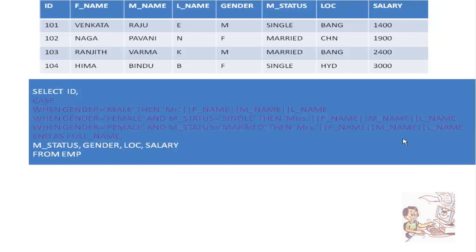in the expression transformation? If it is database, I am selecting case, then gender equal to male, then Mr. concatenation full name, then gender equal to female and the marital status equal to single, then Miss concatenation first name, concatenation middle name, concatenation last name. When gender equal to female and the marital status equal to married, then Mrs. concatenation first name, middle name, last name. Okay, sir. So in a database we can write this type of case statement.